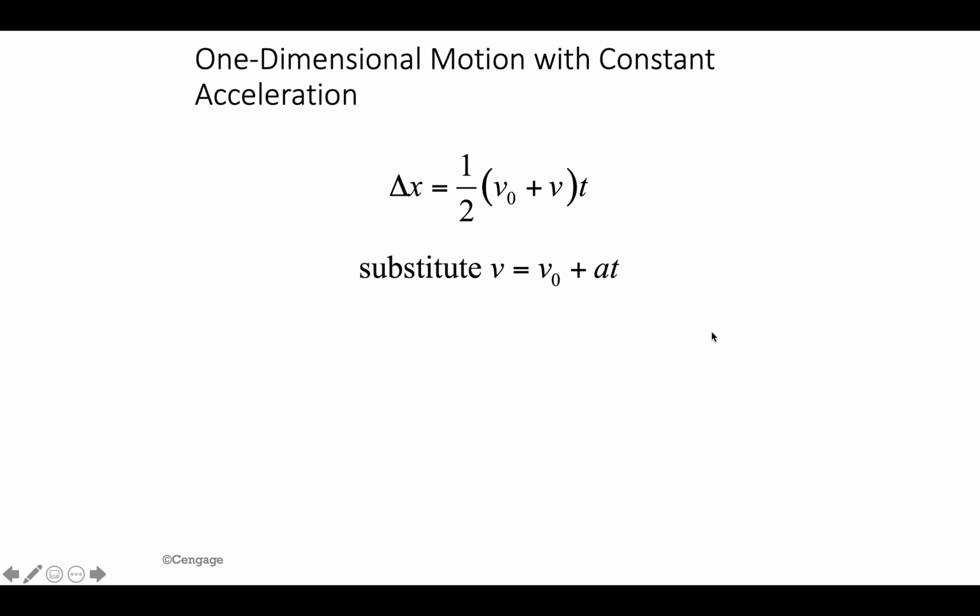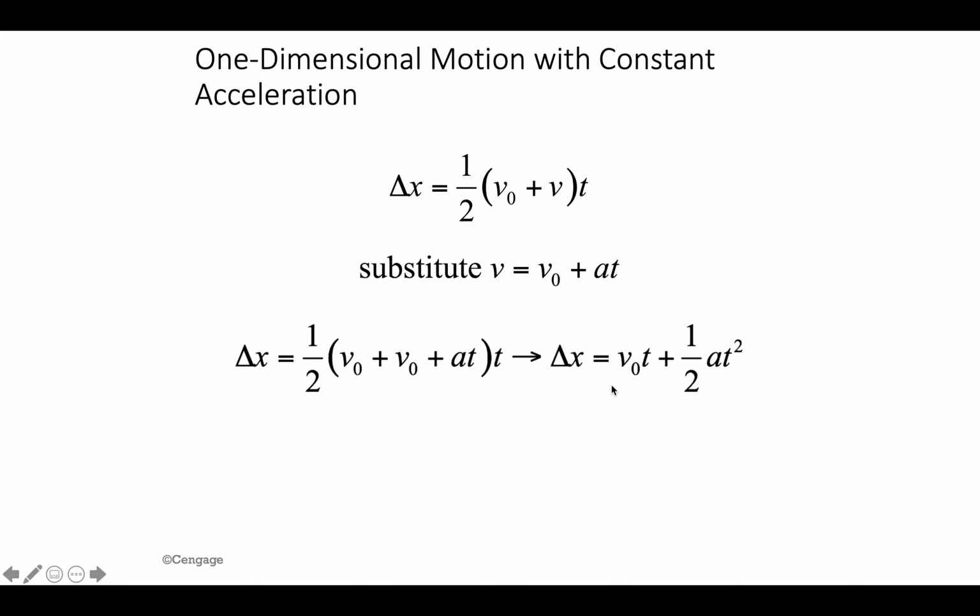So I can get another relation by substituting v0 plus at in for v. I'm going to pop that in there, and then I'm going to do the algebra. So I replace v with v0 plus at. So the v is now v0 plus at. And I multiply it out, and I get displacement is v0t plus 1/2 at squared.